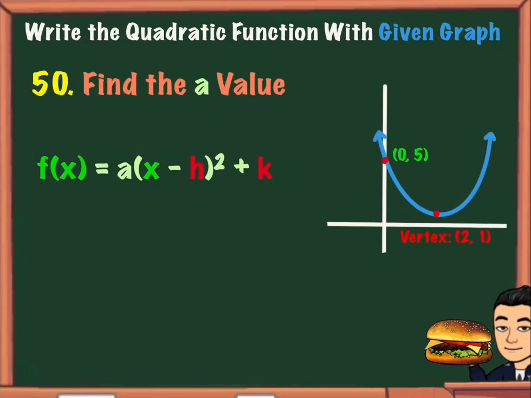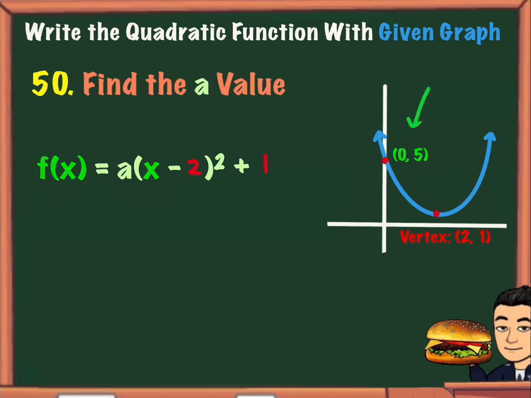All right, number 50, we're going to write the quadratic function with the given graph. So first thing I want to look at is the vertex. So first thing I want to do is go ahead and erase the h and put in the x coordinate of the vertex. And then erase the k, put in the y coordinate of the vertex.